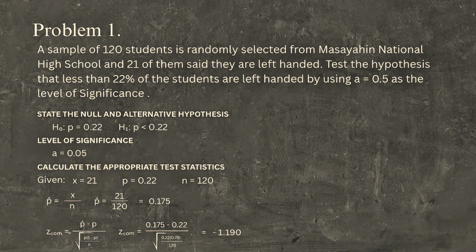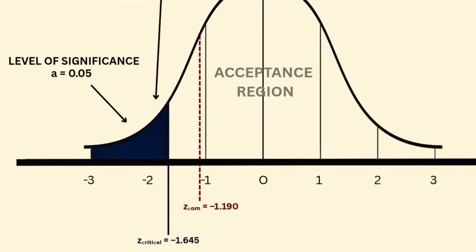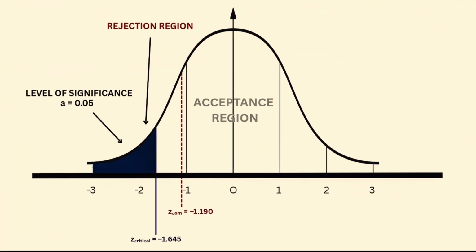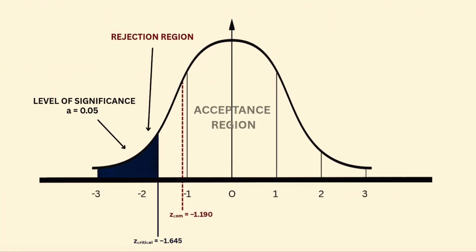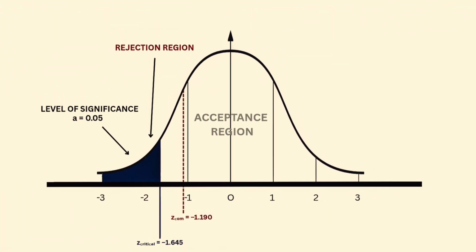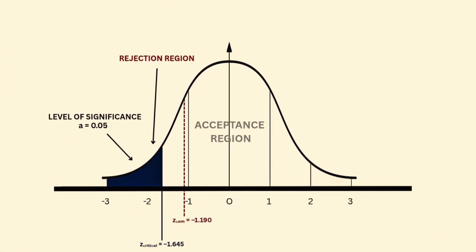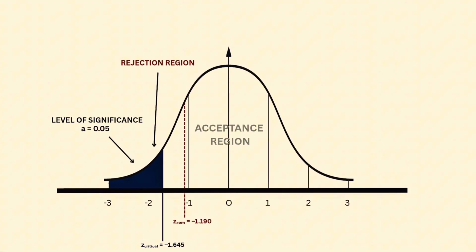So now, let's find the critical value. Since this is a left-tailed test with the 0.05 level of significance, we look at the z-table. So the critical value for a left-tailed test at 0.05 is negative 1.645. This critical value is the boundary between the rejection region and the non-rejection region. Because this is a left-tailed test, the rejection region is on the left side of the graph.